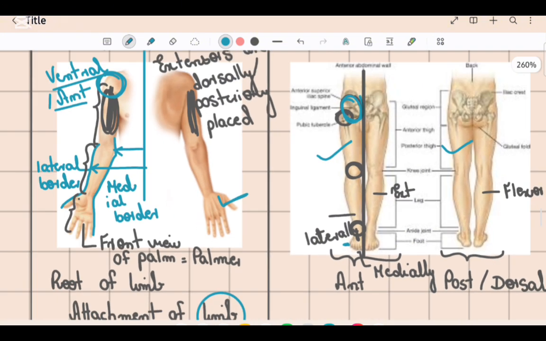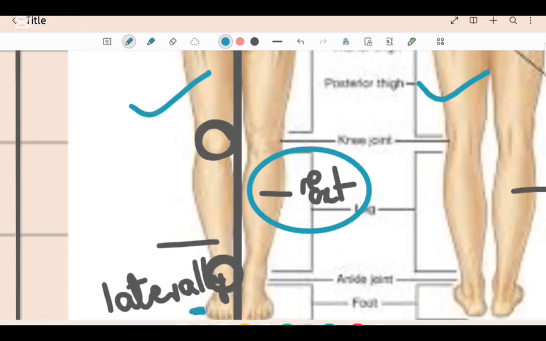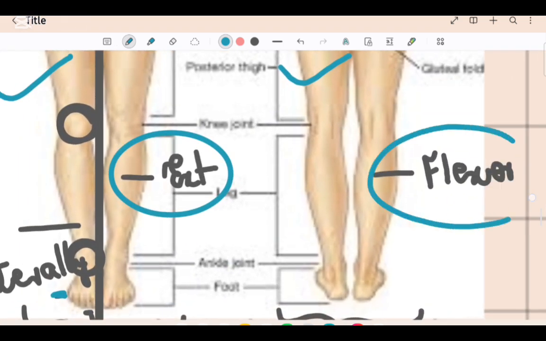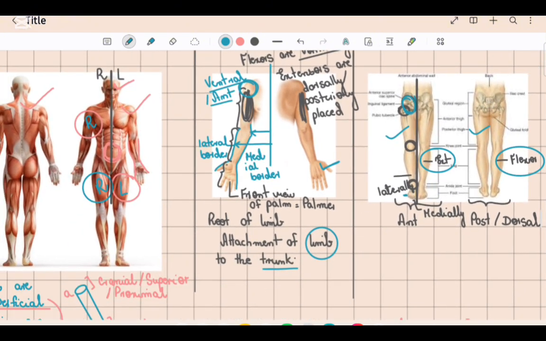Here in your lower limb, the anterior compartment is basically your extensor compartment, and your posterior compartment or the dorsal compartment is your flexor compartment. So that's the difference between the upper limb and the lower limb. That is, in the lower limb the big toe is medial, whereas in your hand the thumb is lateral. Same, the little toe in your foot is laterally placed, whereas your little finger in your hand is medially placed.